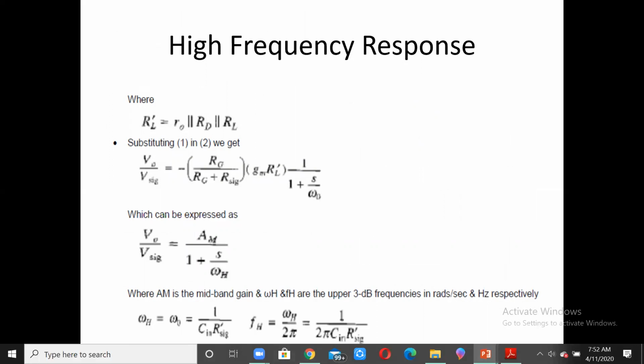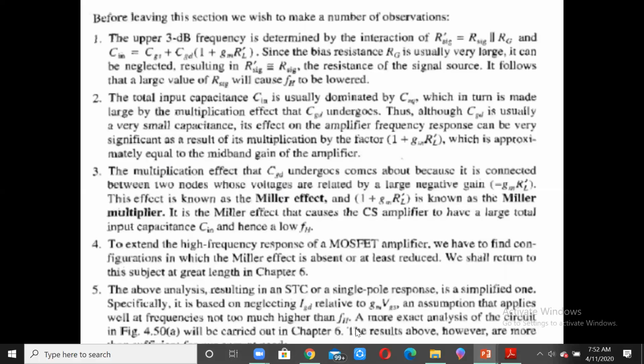So therefore, the value of the R sig dash or R sig should be as small as possible for FH to be very large. So R sig generally should be very small. Otherwise, the FH will be reduced.